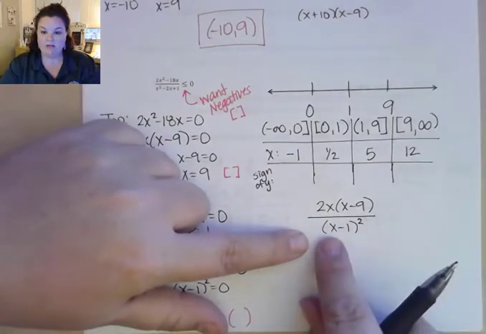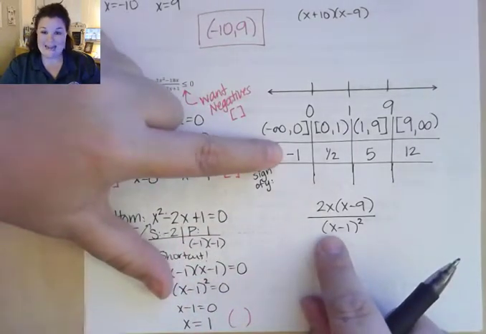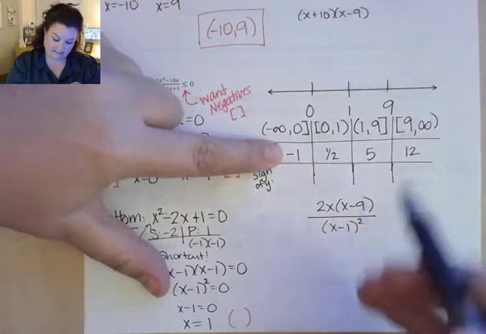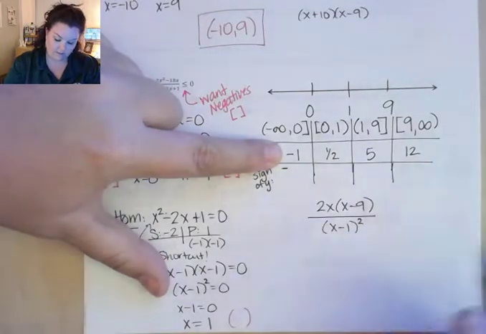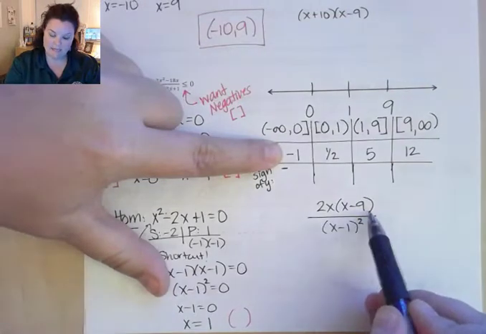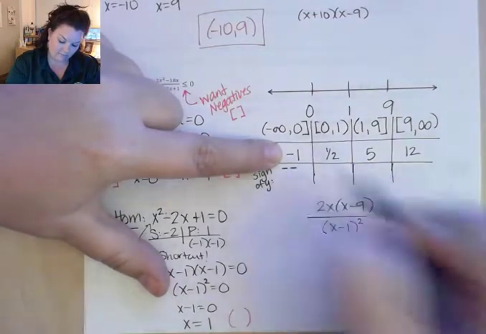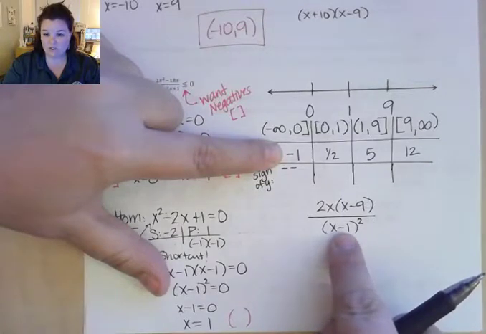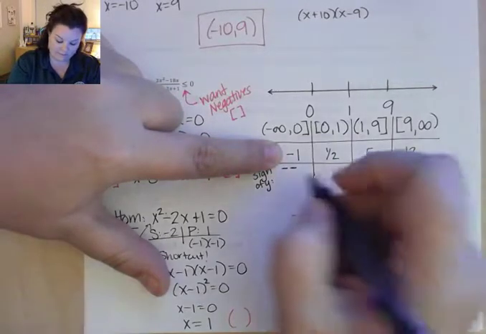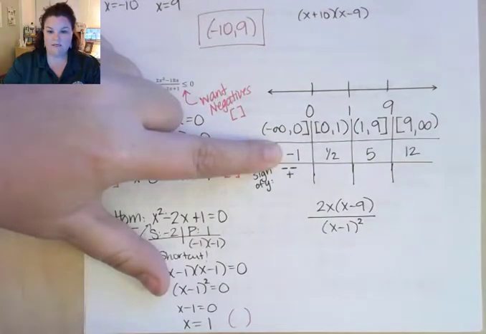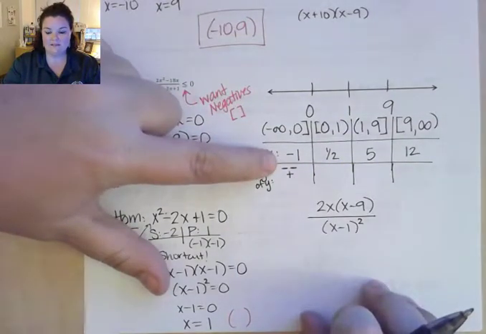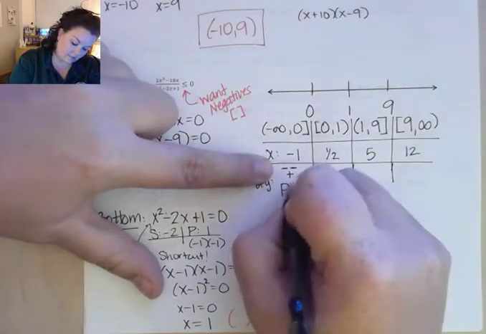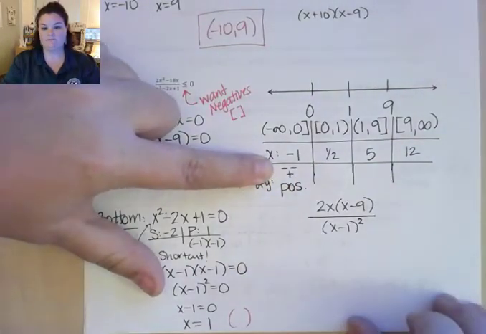Okay, so when we plug in our values, we plug in a negative 1. Negative 1 times 2 is going to be negative, right? Negative 1 minus 9 is going to be negative. And then on bottom, negative 1 minus 1 is negative 2. But then when I square it, it becomes positive, right? So 2 negatives and a positive are going to make this a positive interval, right?